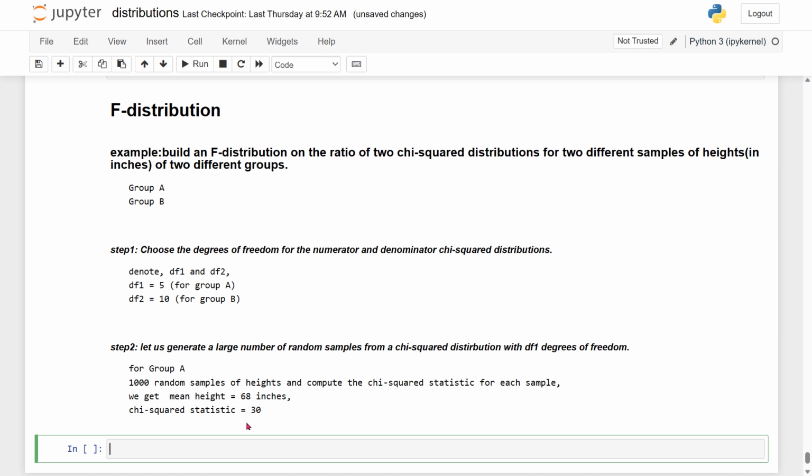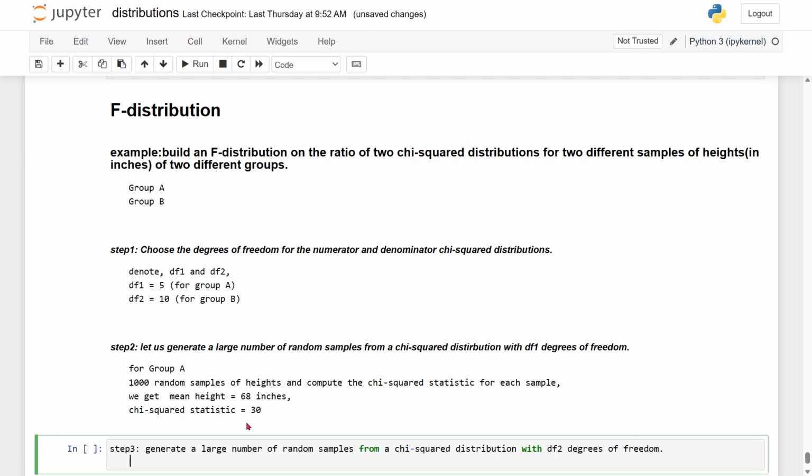Now let's get into group B. So step 3. Again, let's generate a large number of random samples from a chi-squared distribution with df2, this time, degrees of freedom.